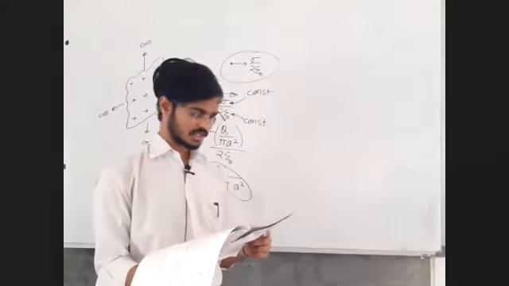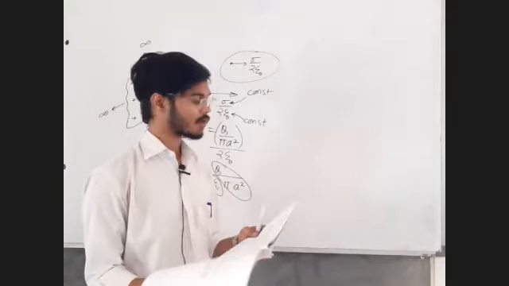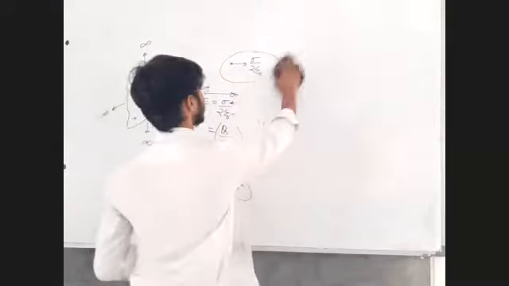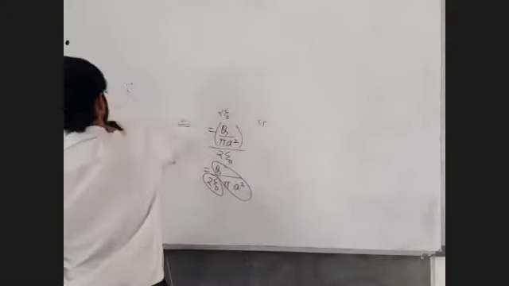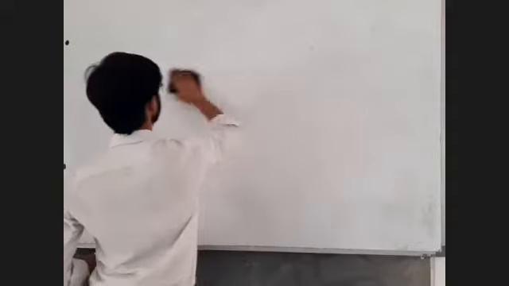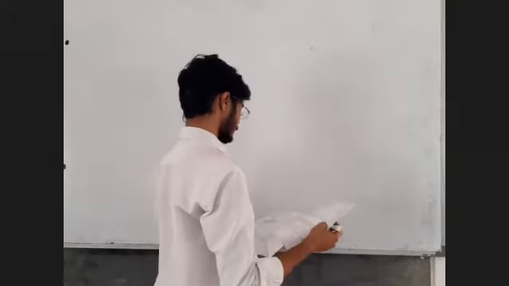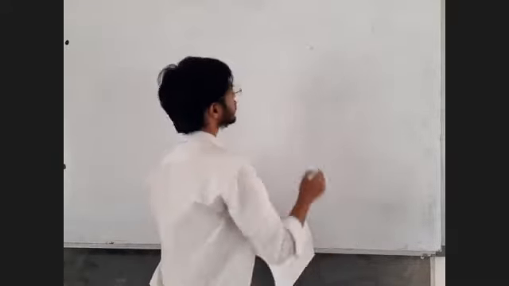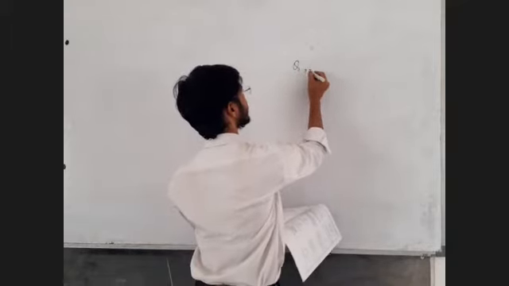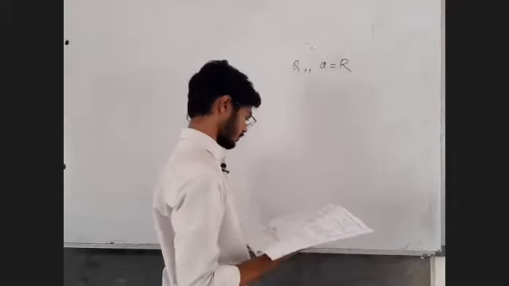A positive charge, capital Q, is distributed uniformly over a circular ring of radius equal to R. Now we have a ring, and on that ring, charge Q is distributed uniformly. Ring means charge will be distributed on the length of the ring, on the circumference of the ring. The radius of the ring, which they have called capital R, we call small a.